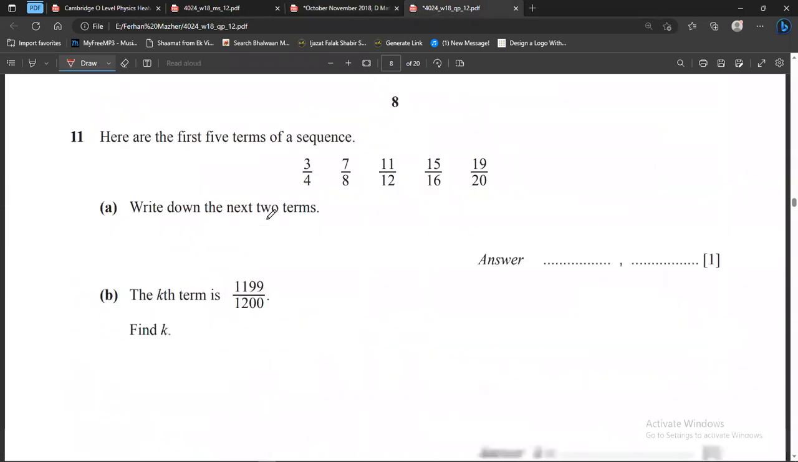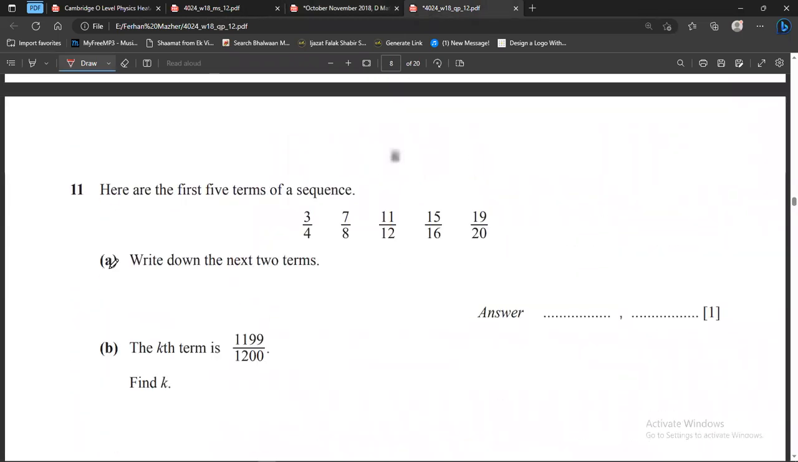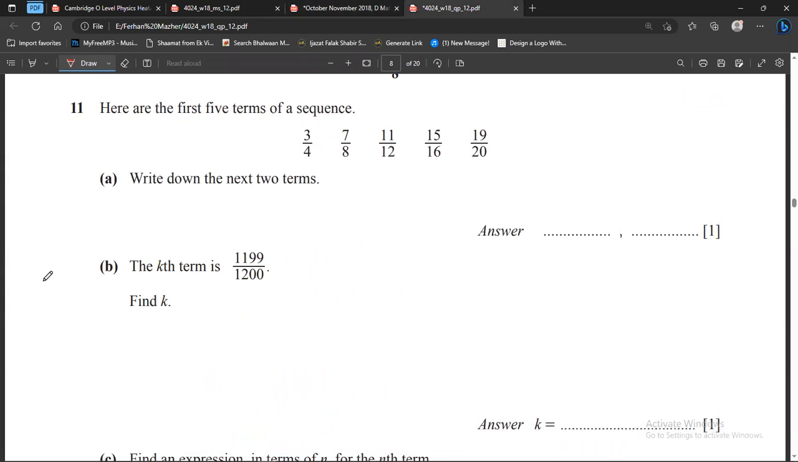Hopefully you understand. Then we have question number 11. Here are the first 5 terms of a sequence: 3 by 4, 7 by 8, 11 by 12, and 15 by 16. And this is how you are getting this: you are getting by adding 4. Again, you have added 4. Here again, you have added 4. This is about the numerator. And here, what is this?